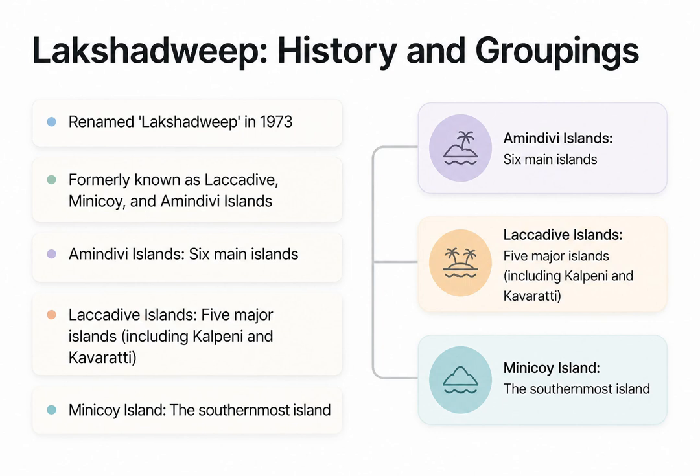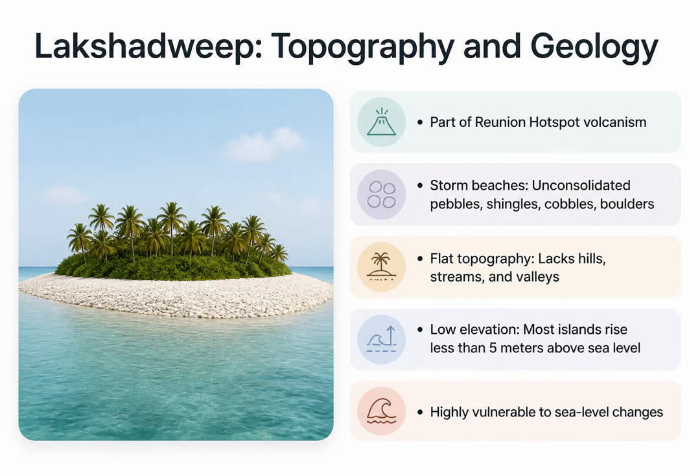It wasn't until 1973 that they were collectively renamed as Lakshadweep. The Amandivi subgroup consists of 6 main islands in the north. The Laccadive subgroup has 5 major islands, including the capital Kavaratti and Kalpeni, and Minicoy stands alone as the distinct southmost island. Geologically, the foundation of these islands is tied to the Reunion hotspot volcanism. The coastlines often feature storm beaches made of loose pebbles, cobbles, and boulders.